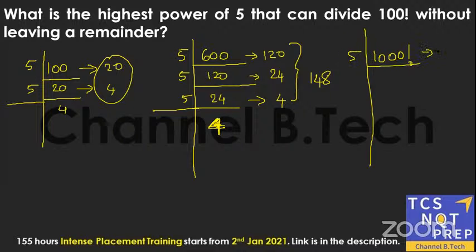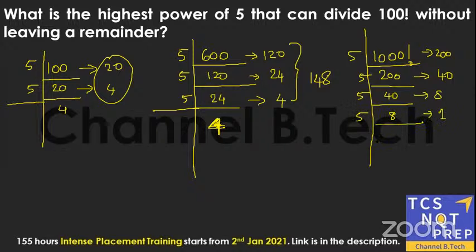If 1000 factorial is given, when you divide it by 5, you get 200. Write the 200 here. It is still greater than 5. Divided by 5, you get 40. Again, divided by 5, you get 8. Keep this 8 here. Again, divided by 5, you get 1. Now, you will get a value which is less than 5. Don't do any more. Add these values. 200 plus 40 plus 8 plus 1 is 249. This will be the answer. Like this also, you can find out the highest power of 5.